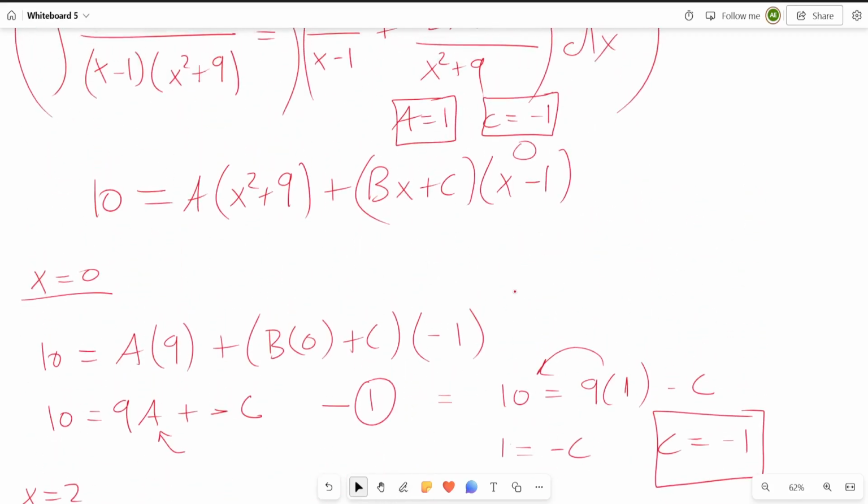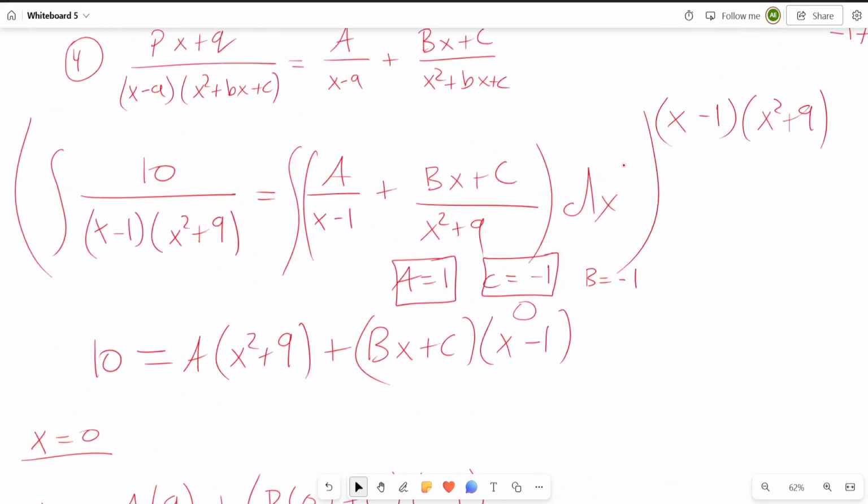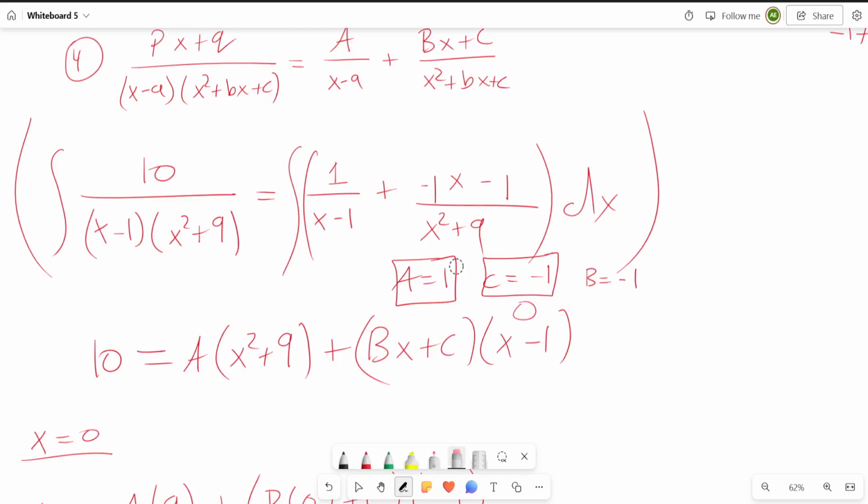So these are my values. B equals minus 1. So let's substitute everything. Instead of A, I'm going to put in a value of 1. Instead of B, I'm going to put in minus 1. And instead of C, I'm going to also put in minus 1. So over here, I can perform my integration now. Let's see how we can do the integration.